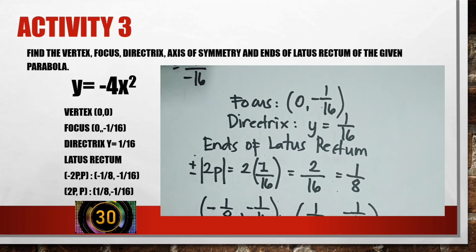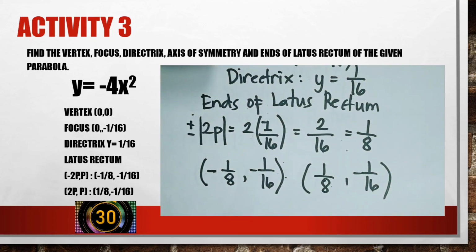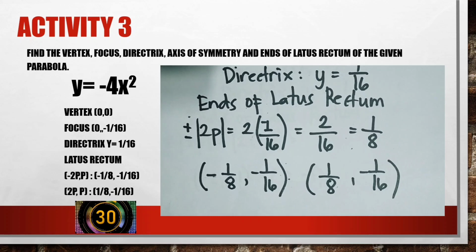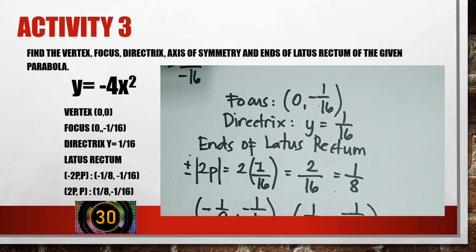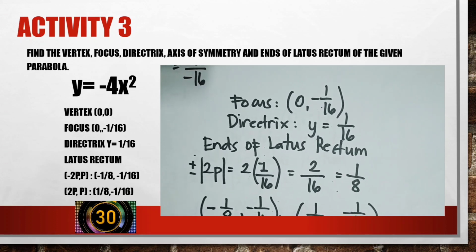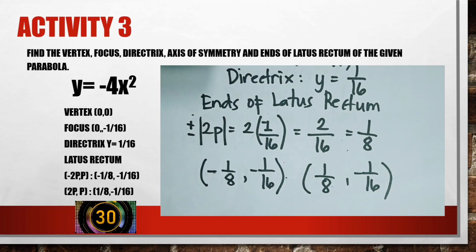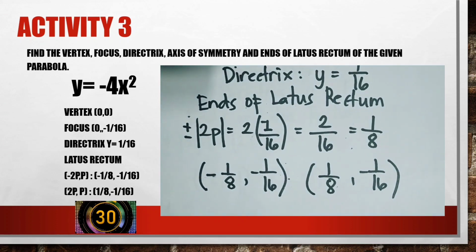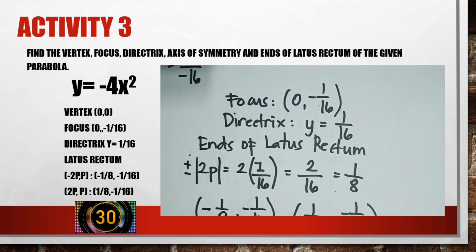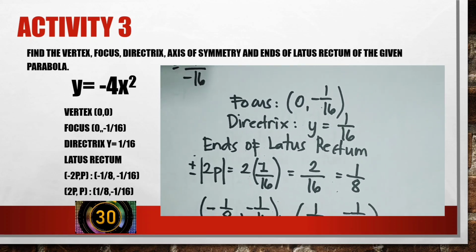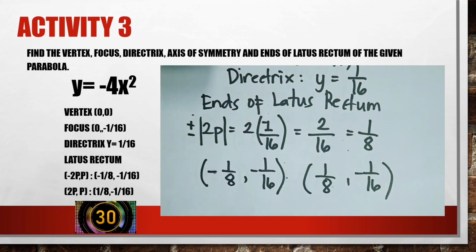Finding the ends of the latus rectum, we have the positive negative absolute value of 2p. Since the value of our p is negative 1 over 16, disregard the negative sign since we are looking for the absolute value. 2 times 1 over 16 is equal to 1 over 8. Therefore, the points or the ends of the latus rectum are (negative 1/8, negative 1/16) and (1/8, negative 1/16).